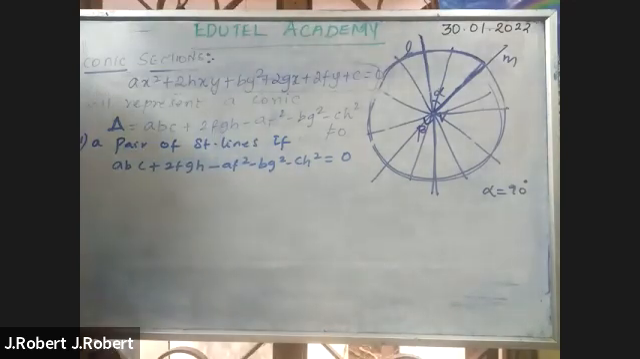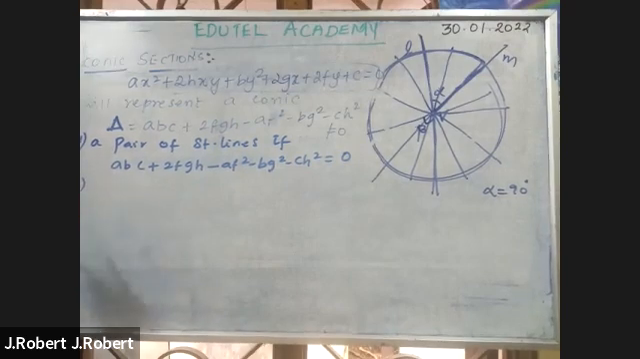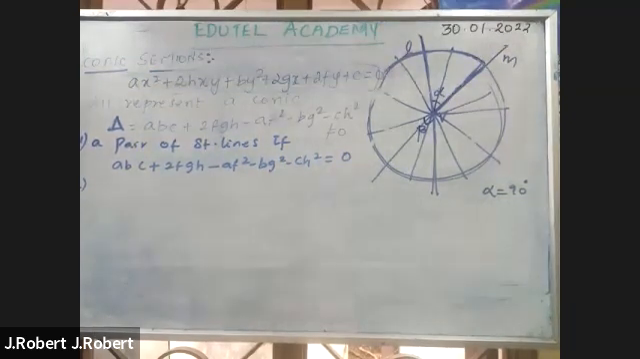பாருங்க, இதெல்லாம் சின்ன சின்ன டிப்ஸ். So today mostly we are discussing only the concepts. Any student, if he knows the concept clearly and thoroughly, then he will be able to solve any type of problem. There is no doubt in that. So please see, abc plus 2fgh minus af square minus bg square minus ch square, the condition should be equal to 0. The second one, a parabola.